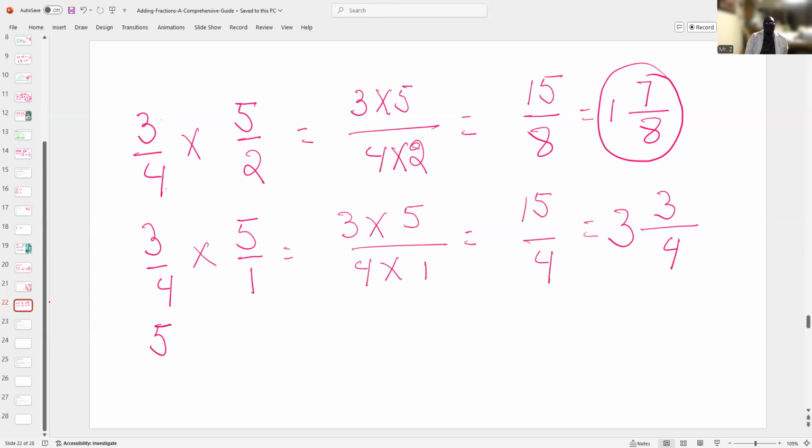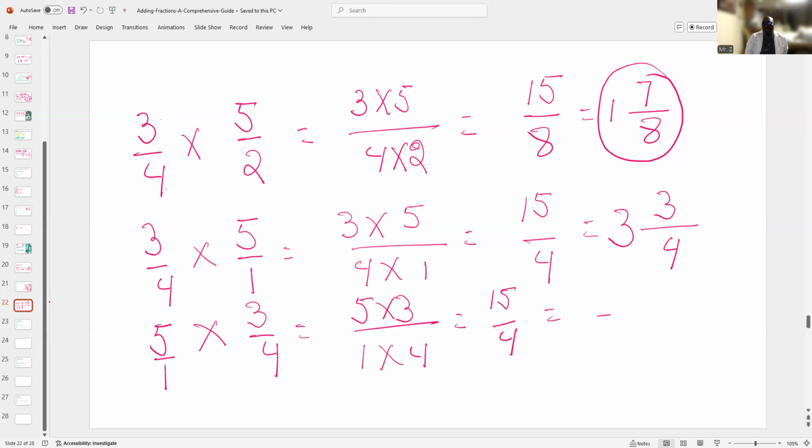You have 5 multiplied by a fraction. Same concept. Put 1 under that. And now you can multiply 5 by 3, which is the same as the previous one, and 1 times 4. Now I have 15 over 4. Then it's an improper fraction. I got 4 over there. 4 go to 15, 3 times. The remainder is going to be 3. All right. Those are different ways you can multiply fractions.